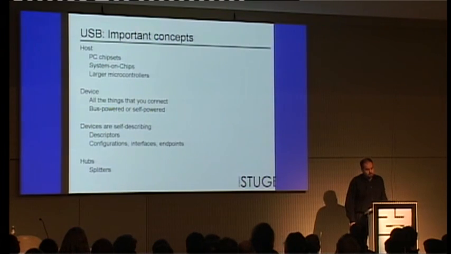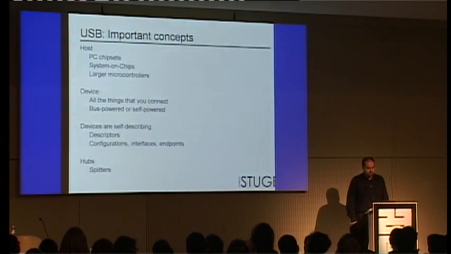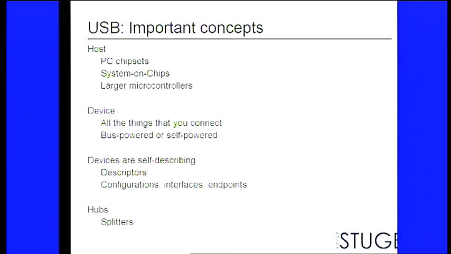So descriptors, there are a couple of different types of descriptors that make up the specification for the device. There are configurations, interfaces, and endpoints. And each of these has descriptors. I'll get back to that in a bit. And there are hubs. They are important. They help create more ports, because the host might only have a single port. However, you really want to connect more than one thing. So you use a hub as a splitter to get more ports.